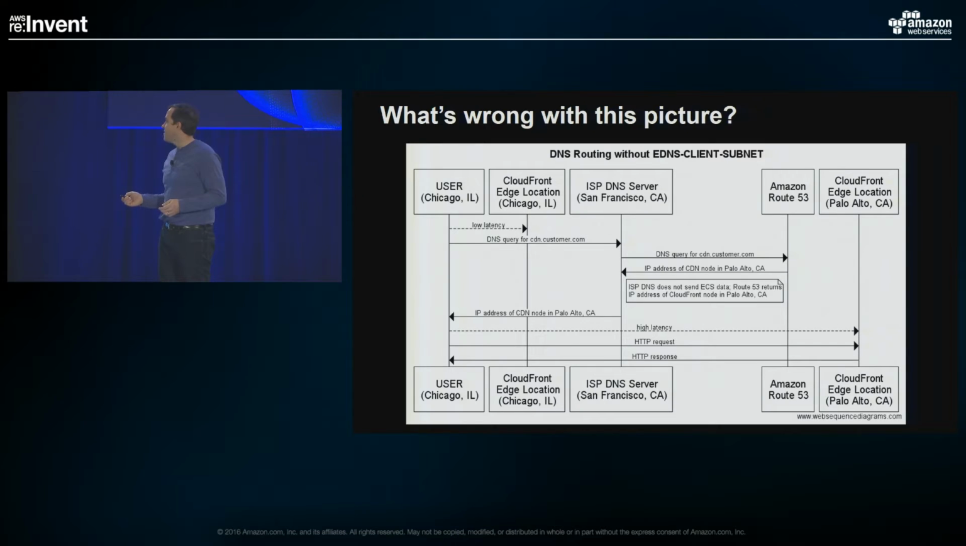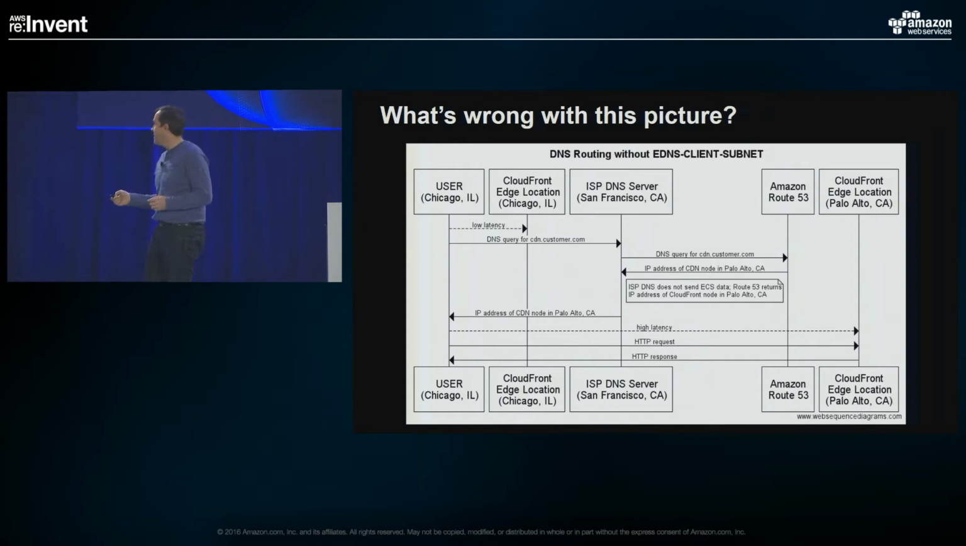But in this case, the viewer, sorry, I should have made that viewer, that's my mistake. So we're talking about a viewer here. The viewer's ISP's DNS server is actually in San Francisco, right? So what happens is the viewer asks the ISP's DNS server for customer.com. That request then goes to the Route 53 infrastructure. But the Route 53 infrastructure doesn't see the customer's IP address. We can't identify what that customer is.